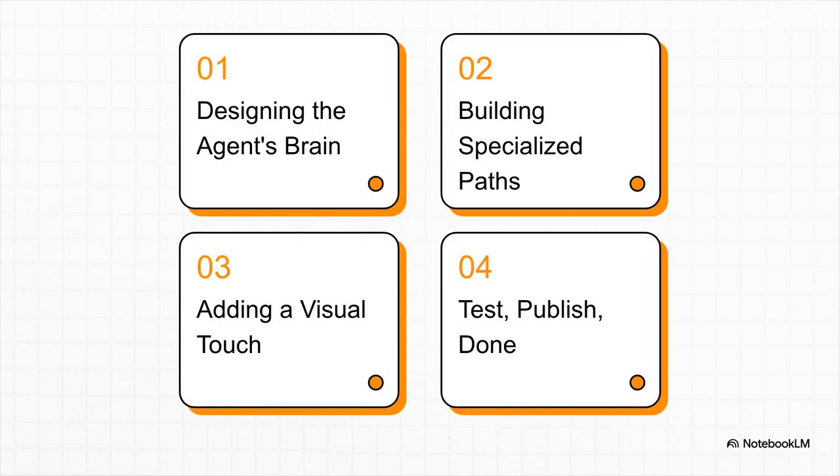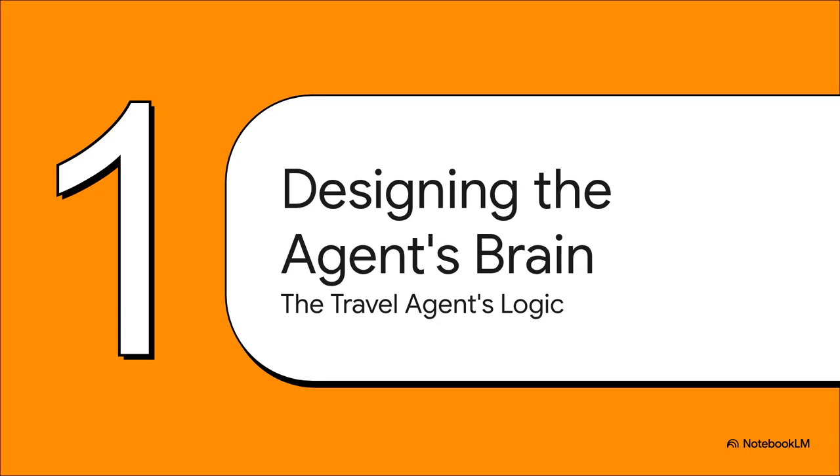All right, so here's our game plan. We're going to kick things off by designing the agent's brain. Then we'll build out some specialized paths for different jobs it needs to do. After that, we'll give it a nice visual touch to make its answers look great. And finally, we'll test it one last time and publish our creation. Let's get started. First up, designing the agent's brain.